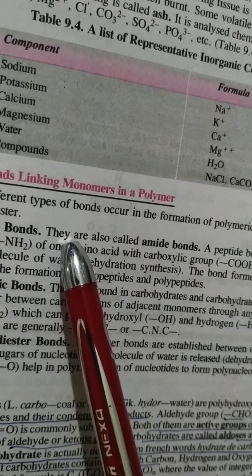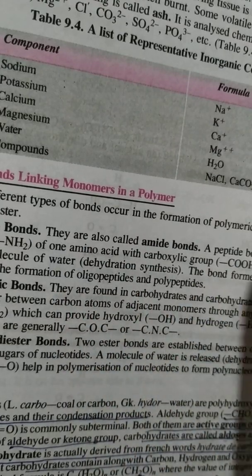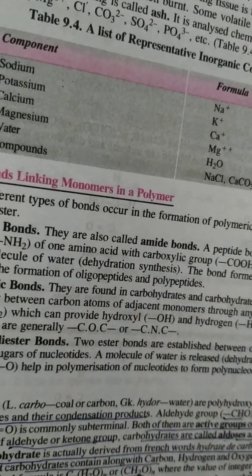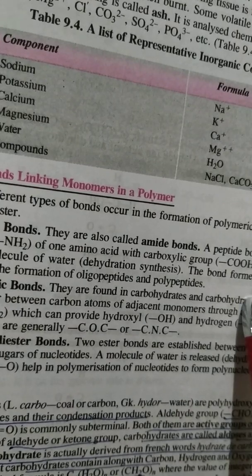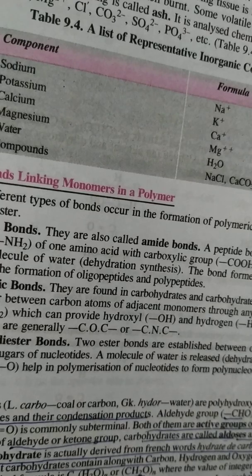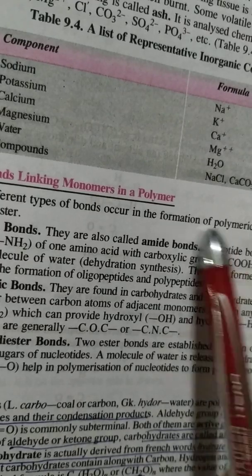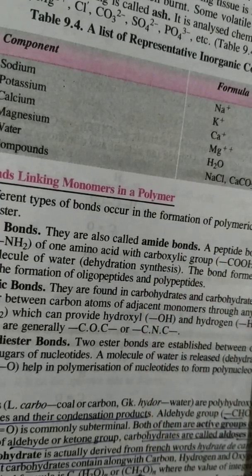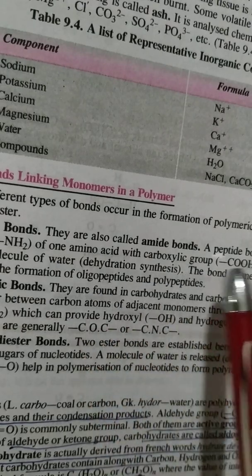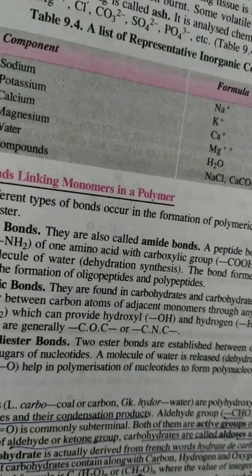The amide group of the first amino acid reacts with the carboxyl group of the second amino acid, and the bond is a covalent bond, the CONH peptide bond. It is found during the synthesis of protein, that is the formation of dipeptide, oligopeptide, polypeptide, etc.